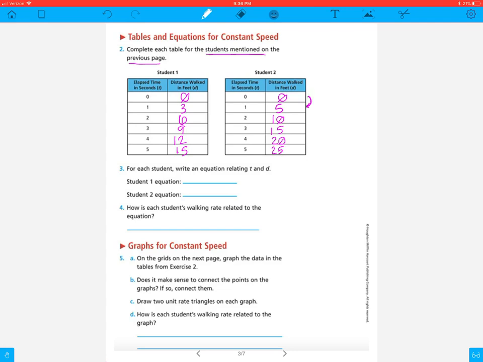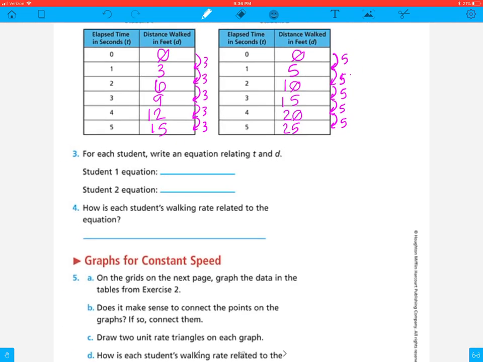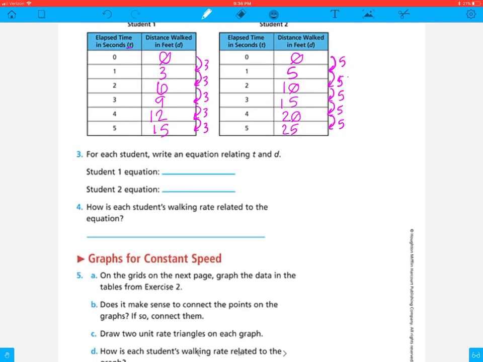Now, I'm looking and I'm noticing on the right for student 2, they're going up by 5. On the left for student 1, they're going up by 3. And if I were to multiply my elapsed time by the rate, I would get my total distance. Now, the rate would be that main rate, like in student 2, they go 5 feet per second. If I multiply 1 by 5, I get my number.